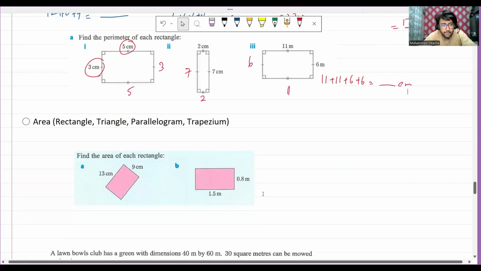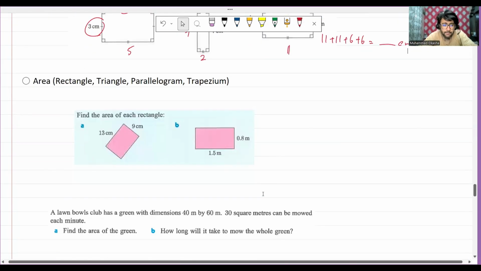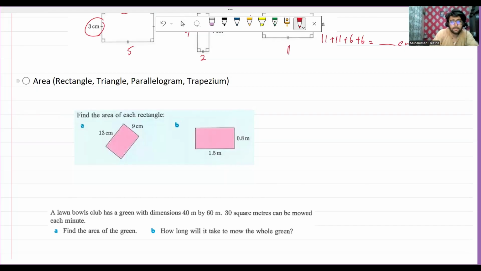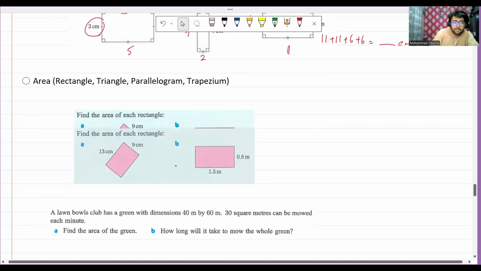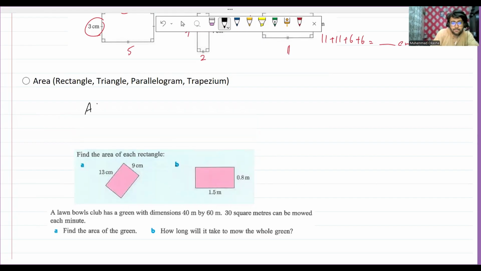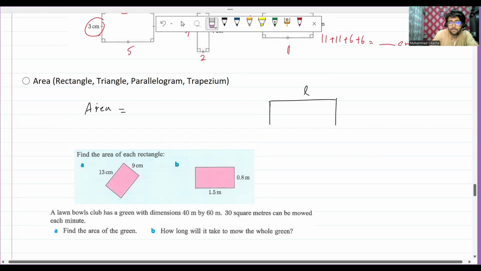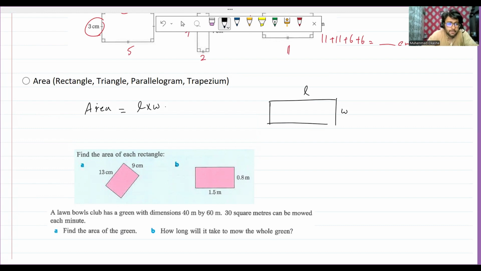Next thing we'll talk about is area. Area of a rectangle is really simple. It's just length multiplied by breadth. I'm sure you've done this a lot in grade 7 or 8. This is length, and let's say this is width. So I'll do length multiplied by width, and I'll get the area. For example, this is a rectangle. Area is going to be 13 multiplied by 9.